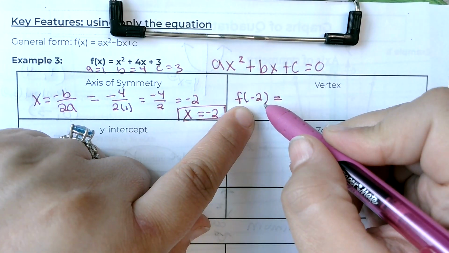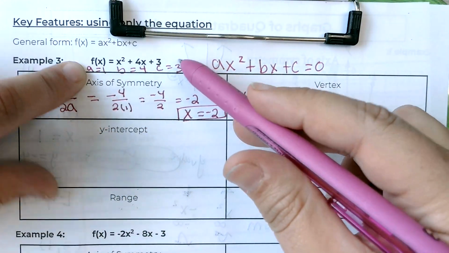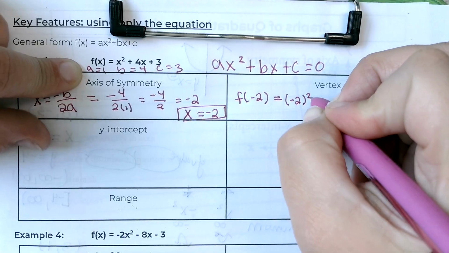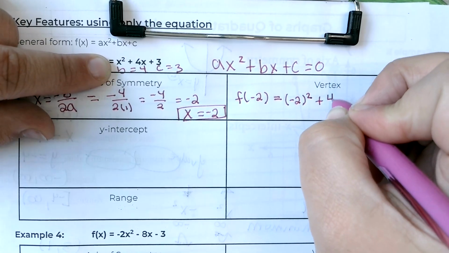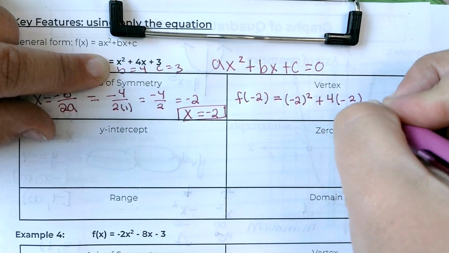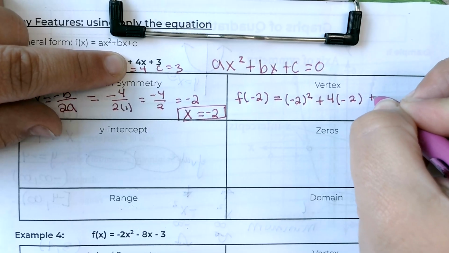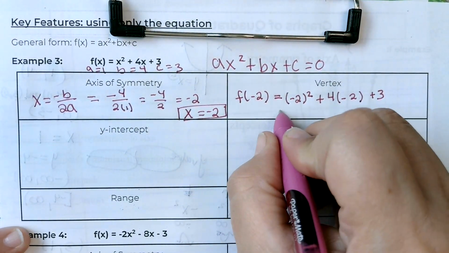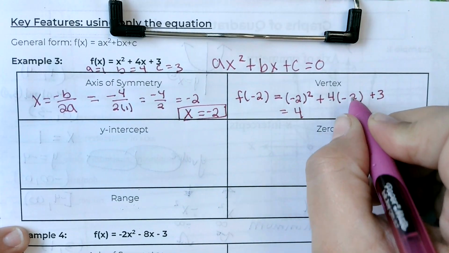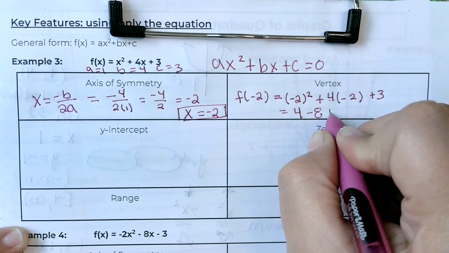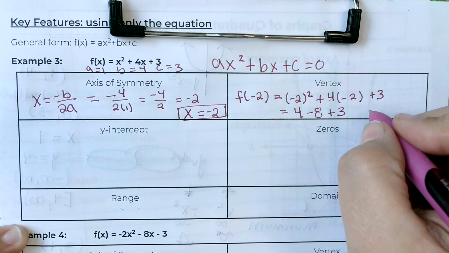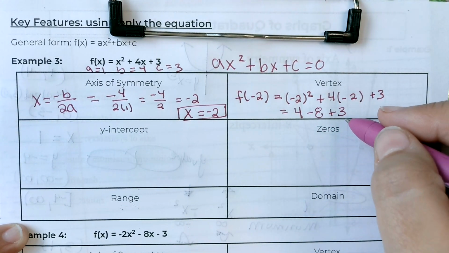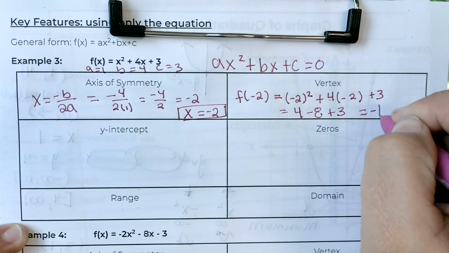So I'm going to plug in -2 to the original equation that's here at the top. Be very careful when using a negative and a squared. If you put it in your calculator incorrectly, it will do the math incorrectly. So just be aware of that. A -2 times a -2 is a +4. 4 times -2 is -8. Okay, and then when we add these together, what is that? 4 minus 8 is -4 plus 3 is -1.